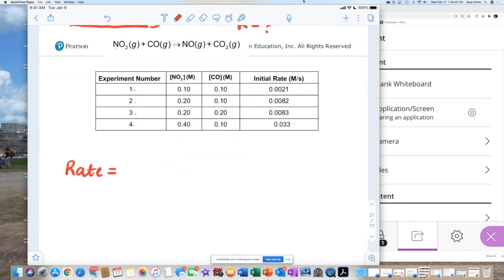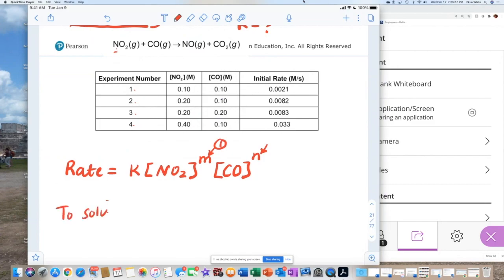Rate equals K. My first reactant is NO2, NO2 raised to the power M. The other one will be CO raised to the power of n. So I know my rate law is going to look like this. I'm going to solve for m, I'm going to solve for n, and when I solve for those, that completes my rate law, right? So to solve for m, I'm starting with this part here first.